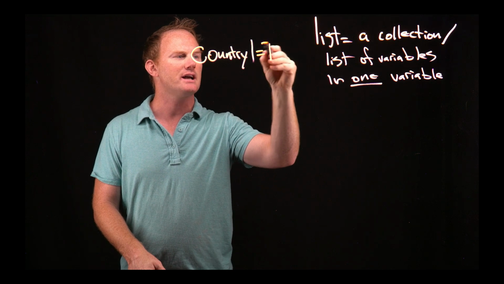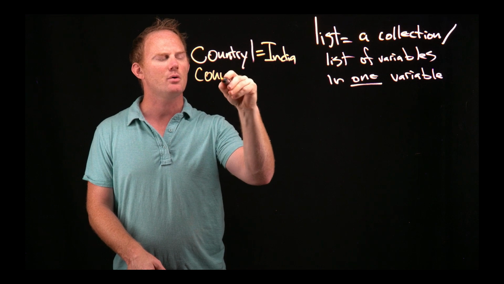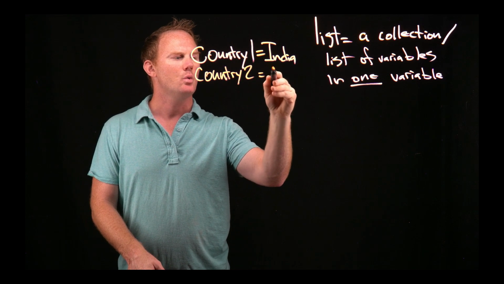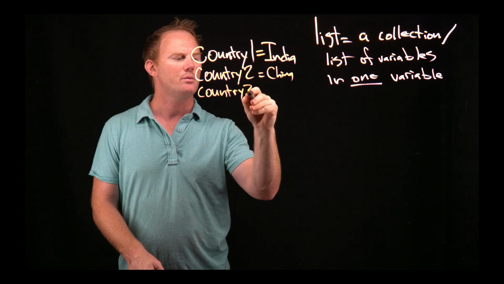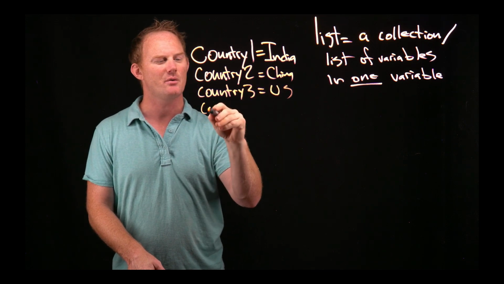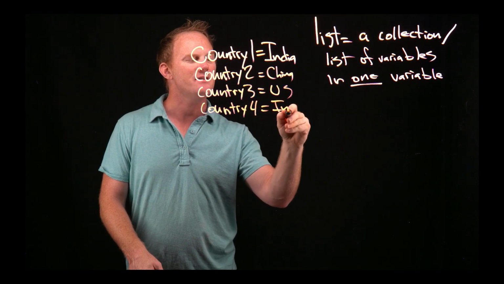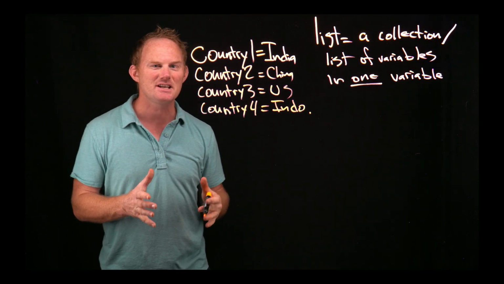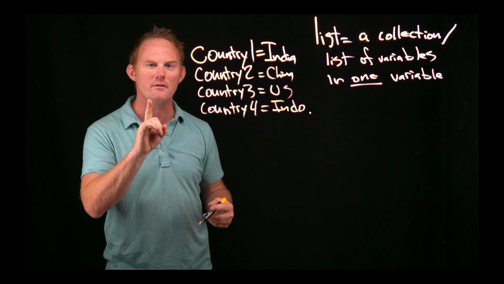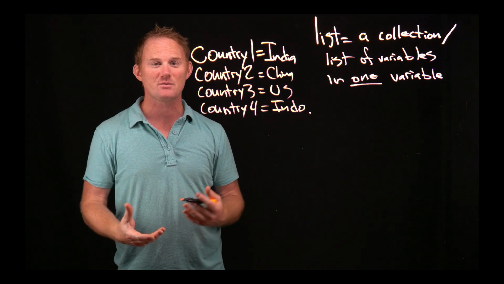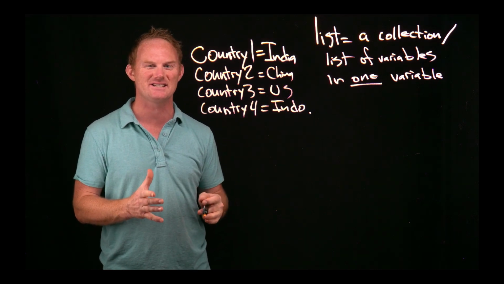And country one, at least as of today, would be India. Okay? You'd make another variable called country two, which would be China. Country three would be the United States. You're getting the idea here, right? We have to make a different variable for each one, even though it's obvious that these belong together, right? Is there some way, instead of having four separate variables, we could have one variable and then have a whole bunch of really awesome ways to interact with it? Yes. That is exactly what a list is, okay?